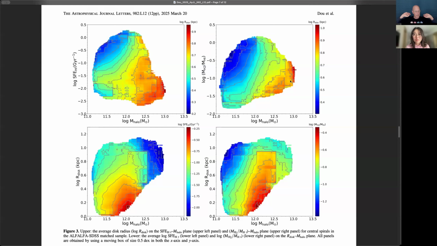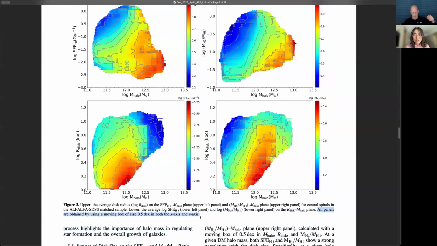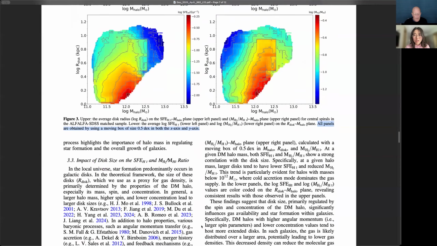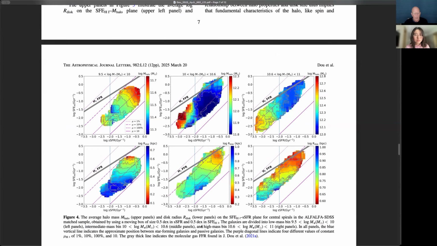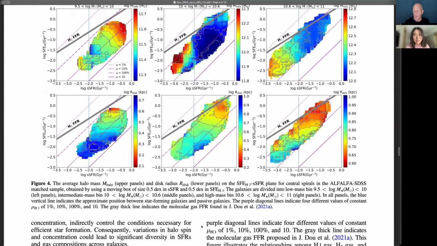So now we find that halo properties, including its mass, spin, and concentration, all have a very important role in regulating star formation in galaxies. And another thing is that we know the stellar mass and the halo mass are strongly correlated in galaxies, especially for the centrals. So in figure 4, we divide the galaxies into different stellar mass bins, as you can see.